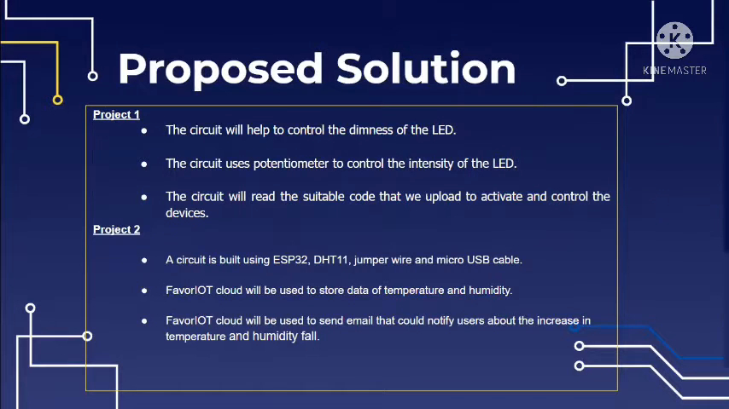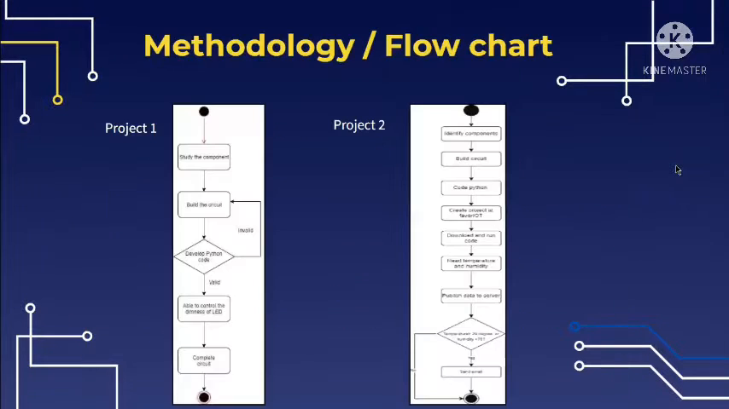The circuit will help to control the dimness of LED. The circuit uses a potentiometer to control the intensity of the LED. Third, the circuit will read the suitable code that will be uploaded to ESP32 and control the devices. For Project 2, a circuit is built using ESP32, DHT11, jumper wire and micro USB cable. Arduino IoT Cloud will be used to store data of temperature and humidity. Last but not least, Arduino IoT Cloud will be used to send email that could notify users about the increase in temperature and humidity fall. Next slide.